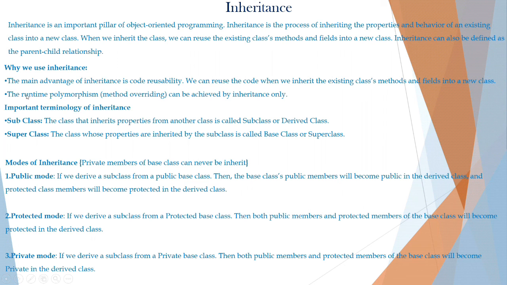And the second point is runtime polymorphism. Method overriding can be achieved by inheritance only. So now you will ask, what is polymorphism, what is runtime polymorphism? We will also discuss it after some time, so for now, just ignore it. Now comes modes of inheritance.